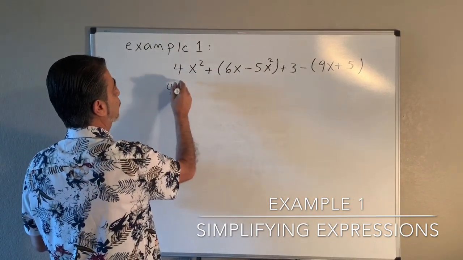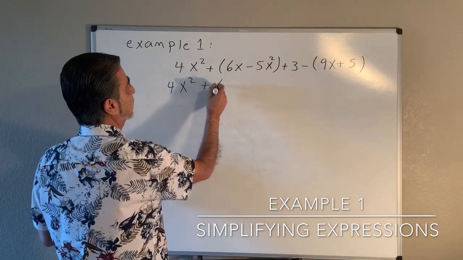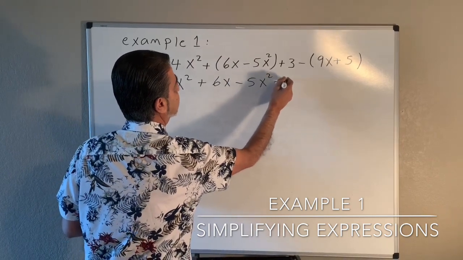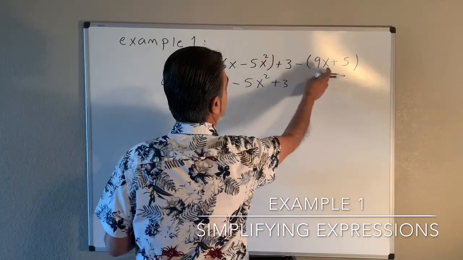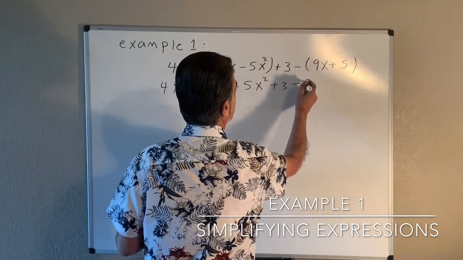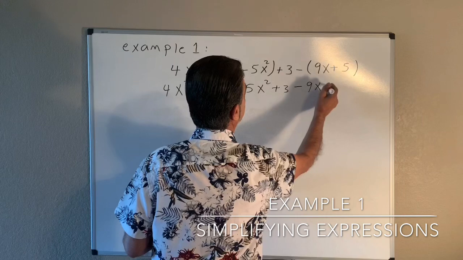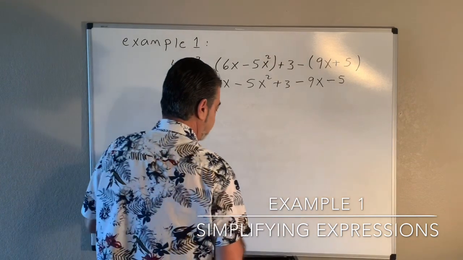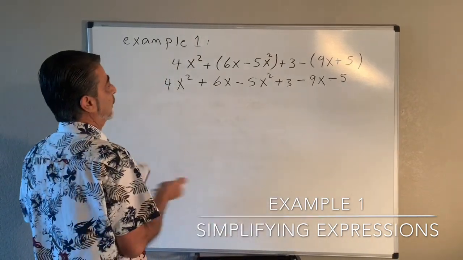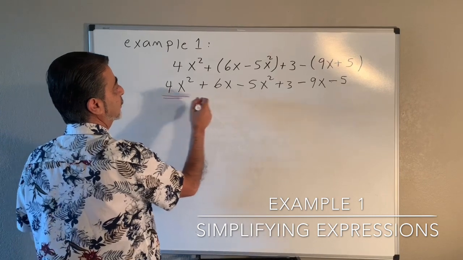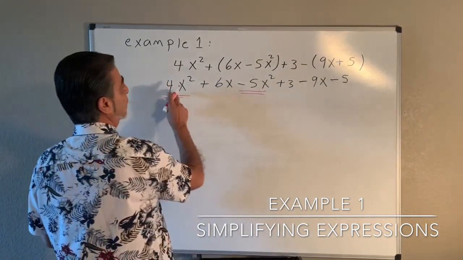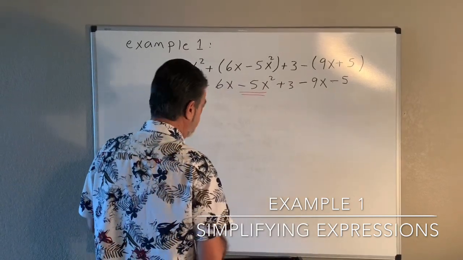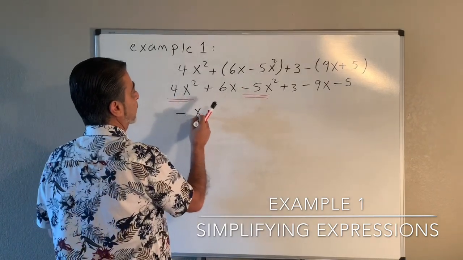So we have 4x squared plus 6x minus 5x squared plus 3. The negative, we have to multiply it by the bracket, so that becomes negative 9x and negative 5. Now all we have to do is combine like terms. Like terms, we start with the higher degree, which is the x squared. We have 4x squared and we have negative 5x squared. You add them up, you come up with negative x squared.